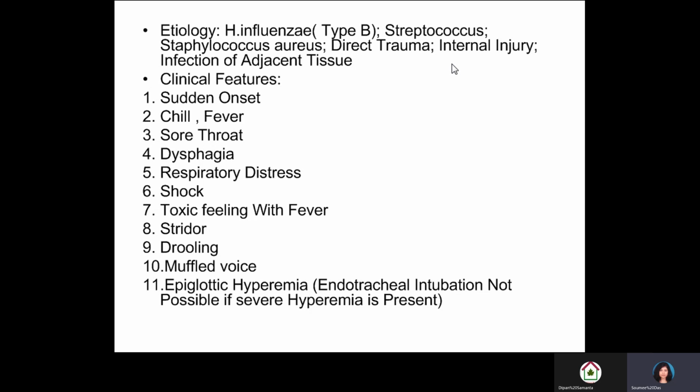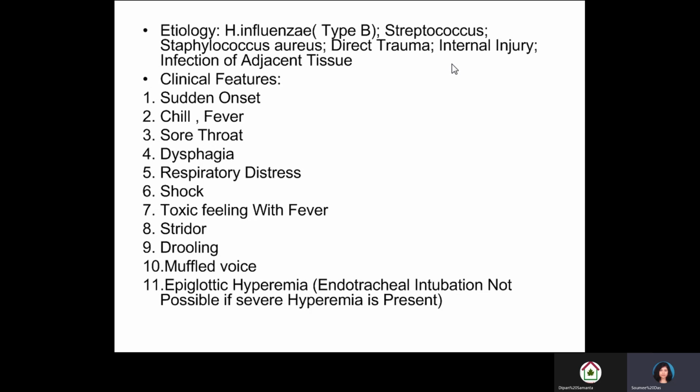Okay, so the clinical features of acute epiglottitis are sudden onset. Epiglottitis does not occur over a very long period of time. There would be fever with chills, so the patient would have fever with a short spell of shivering, which is known as chills. The throat will obviously be sore. There would be dysphagia or difficulty in swallowing food. Next is respiratory distress. If there is any problem in the neck or throat area, associated with the trachea, there would be respiratory distress.